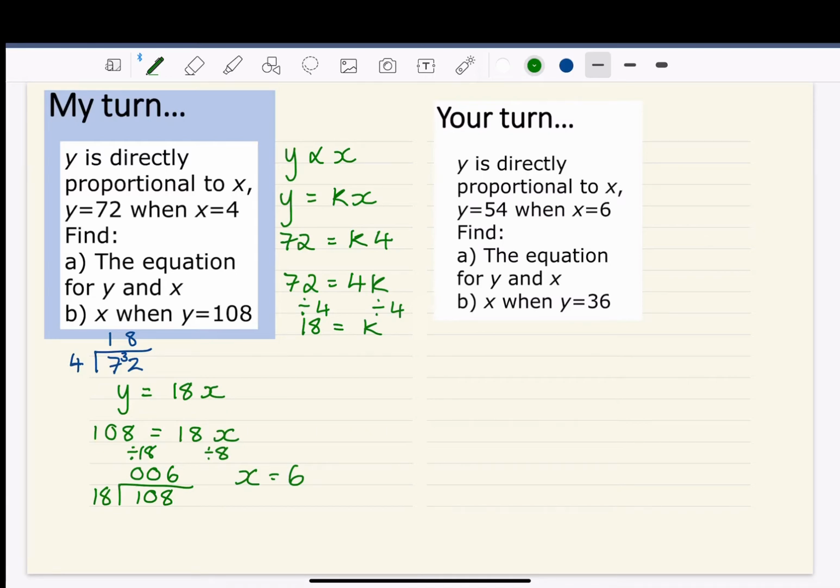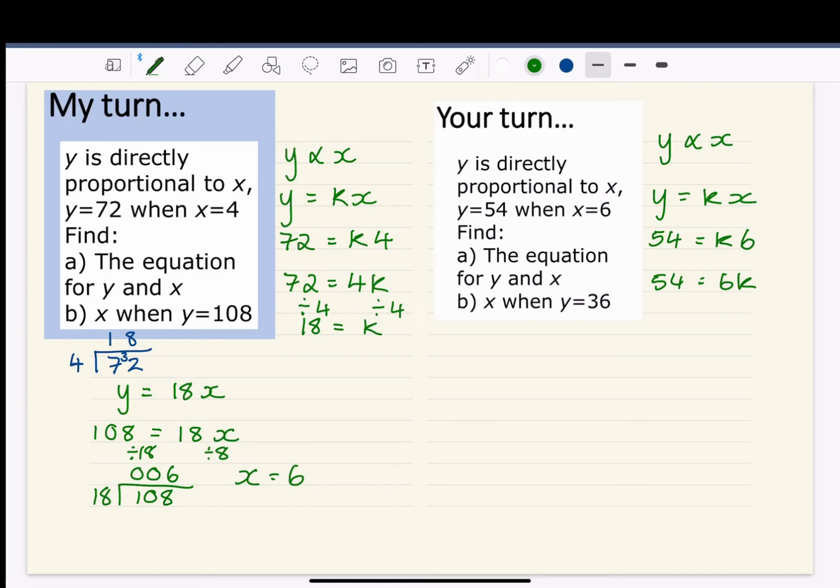Pause the video here and have a go at the your turn question. Your turn. What I need to do here is exactly the same. The only difference is that part B, but again, is similar to the previous example. So y is directly proportional to x. So I start with the base equation. I plug in what I know. So I know x is equal to 6, or 54 is equal to 6k.